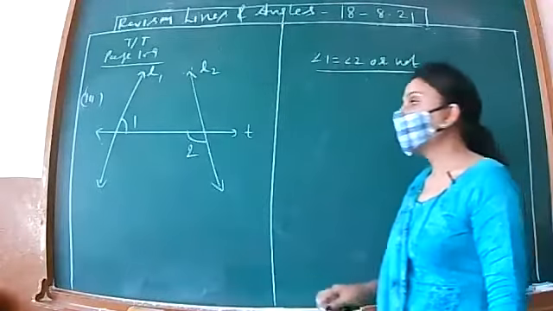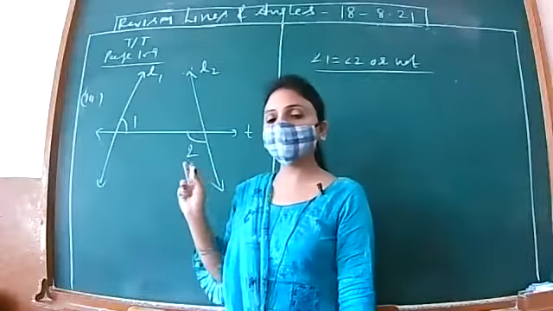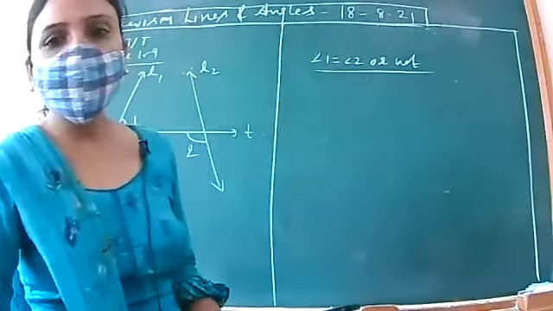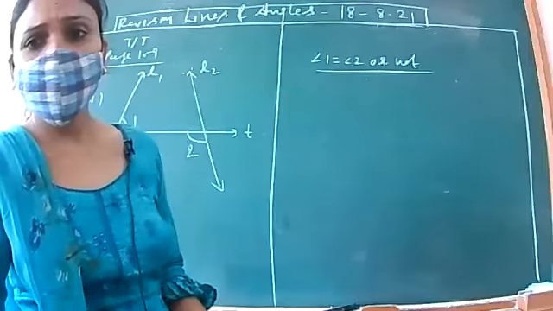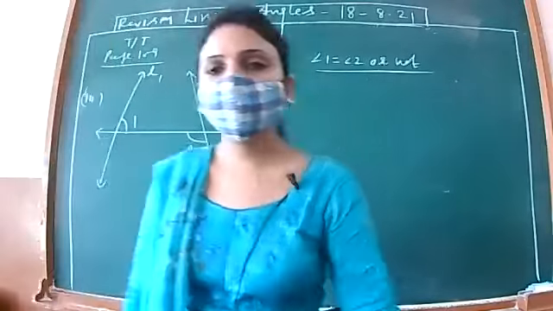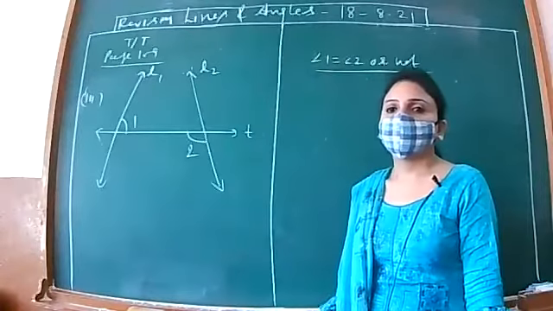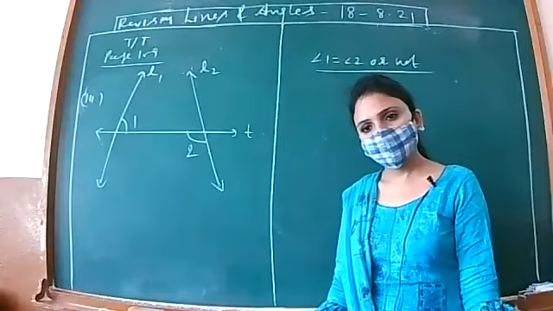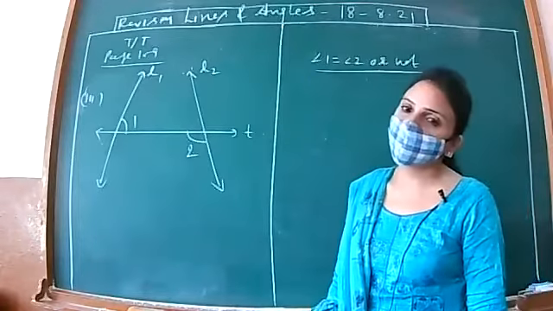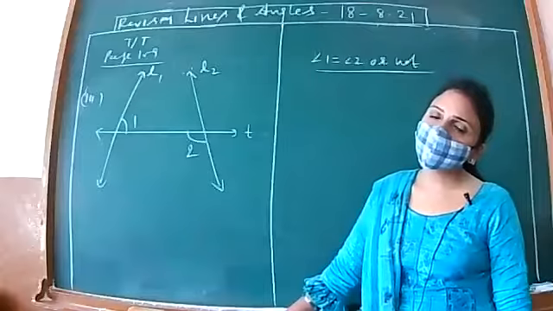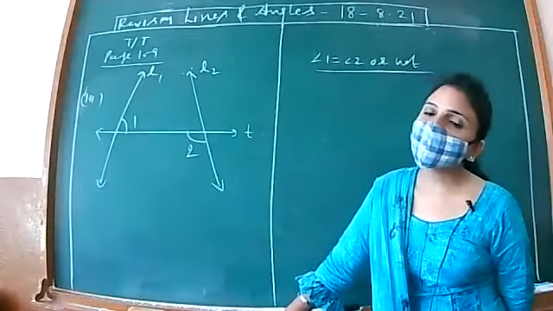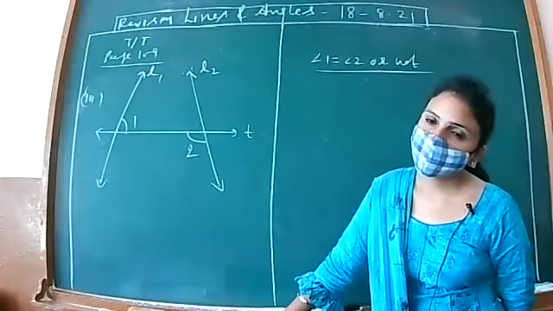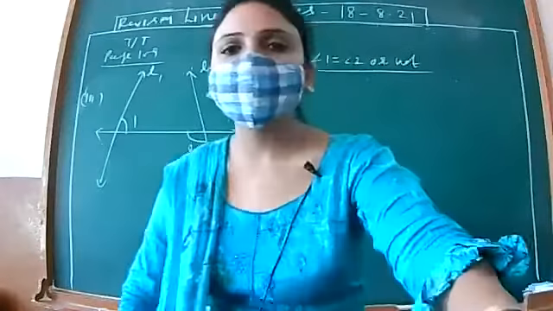See, some children say these are alternate interior angles, therefore they are equal. Shubh, will you go with the same justification? Yes, ma'am. 1 is equal to 2? Or not? Yes. 1 is equal to 2? Yes, sure. Yes, ma'am. What is the reason? Ma'am, because they are alternate interior angles. As they are alternate interior angles, therefore they are equal.